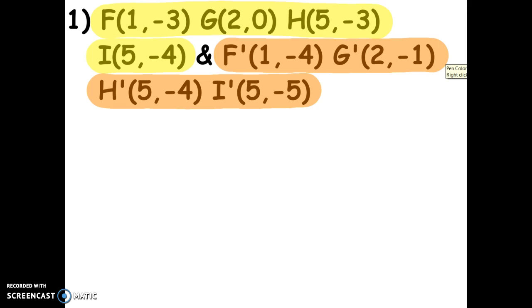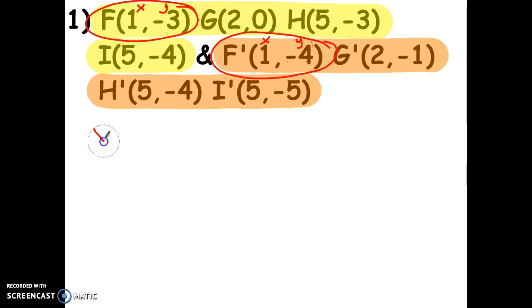So we're simply going to choose one vertex, or one ordered pair from the pre-image, and I'm just going to choose F since it's first. And then you also need to choose the corresponding vertex, which would be F prime. Okay, so we know that this is our X value, this is our Y value, this is our X value, this is our Y value. So what we need to do is subtract the pre-image from the image, okay? So let me break that down for you.